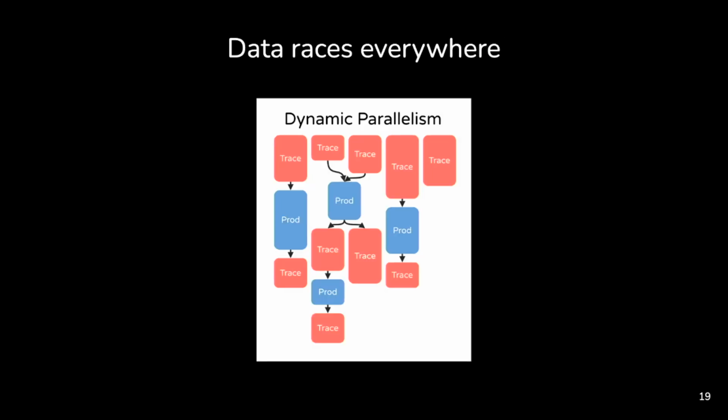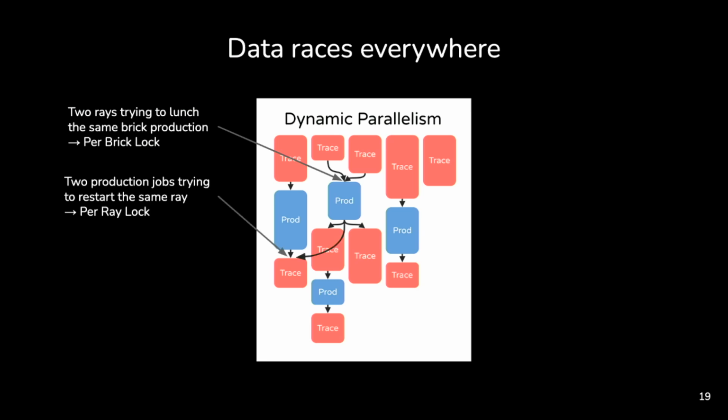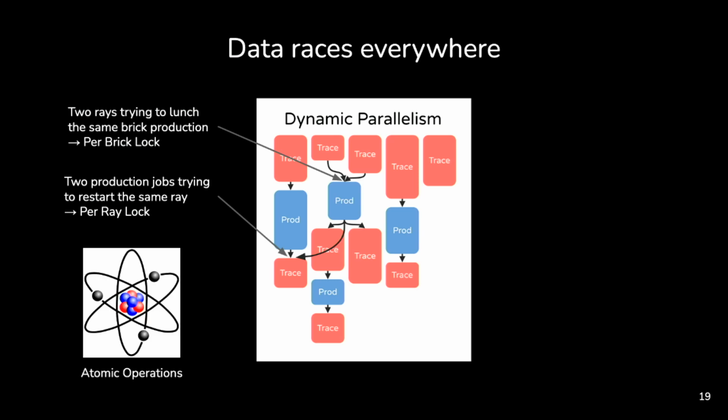But of course, there is no free lunch. With more concurrency come more headaches, namely data races. So we have a possibility here for two rays to start the same production, and also here for two productions to resume the same ray. Those can be solved by carefully using atomic operations, and I refer you to the paper for more information on this.